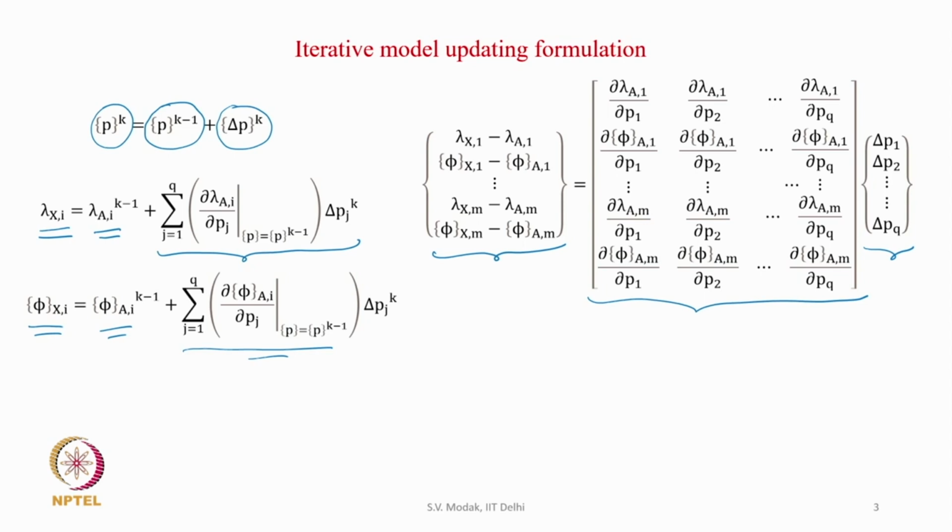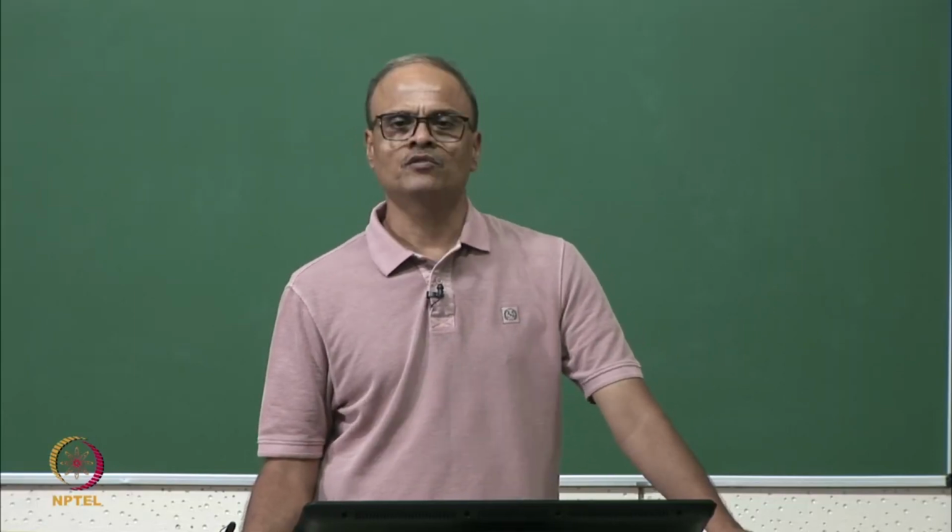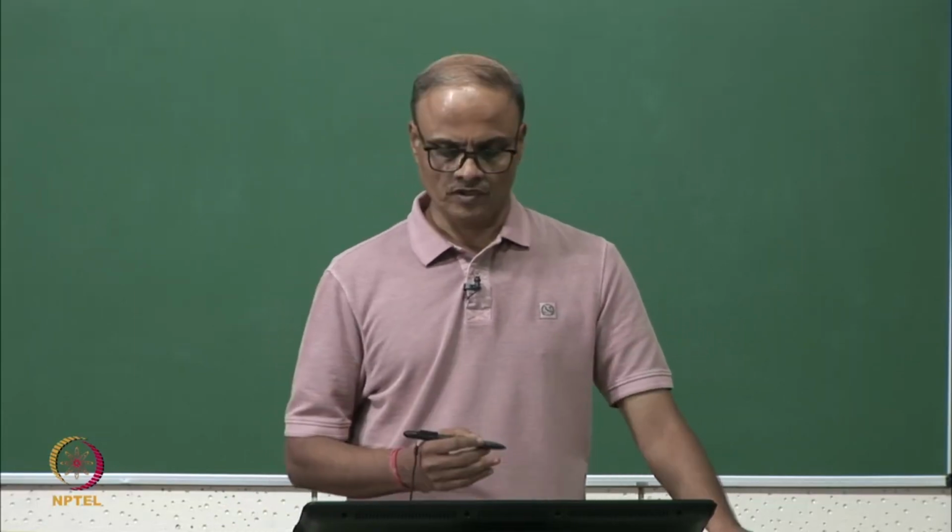So, here the coefficient matrix is known and the vector on the left hand side is also known, because we know the experimental eigenvalues and eigenvectors, and we also know the parameter vector at the beginning of the kth iteration. Based on that parameter vector we can solve the eigenvalue problem based on the FE model and find the analytical estimates of the eigenvalues and eigenvectors. Those are the ones appearing on the left hand side of this equation.